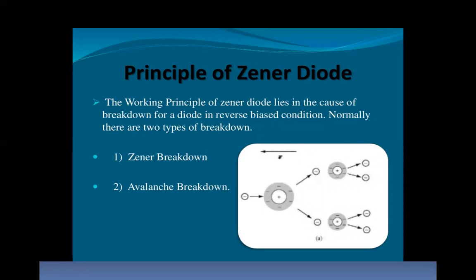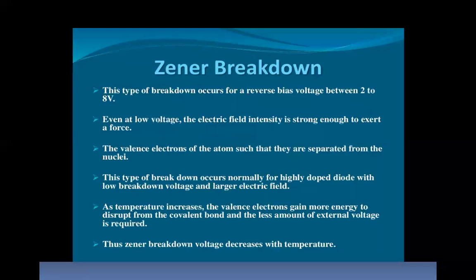The working principle of a Zener diode lies in the cause of breakdown for a diode in reverse bias condition. Normally there are two breakdowns: one is Zener breakdown and the other is avalanche breakdown. Let us study the Zener breakdown. This type of breakdown occurs for a reverse bias voltage between 2 to 8 volts. Even at low voltage, the electric field intensity is strong enough to exert a force on the valence electrons of the atom such that they are separated from the nuclei. This type of breakdown occurs normally for a highly doped diode with low breakdown voltage and larger electric field. As temperature increases, the valence electrons gain more energy to break from the covalent bond and less external voltage is required. Thus, Zener breakdown voltage decreases with temperature.